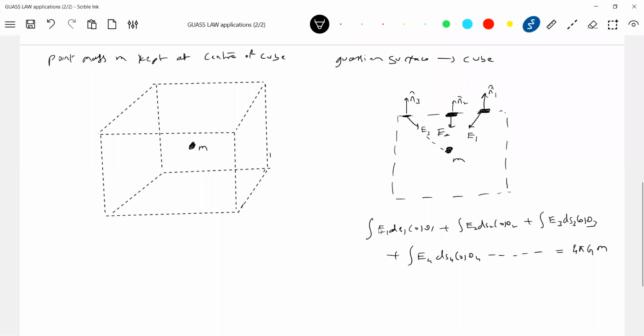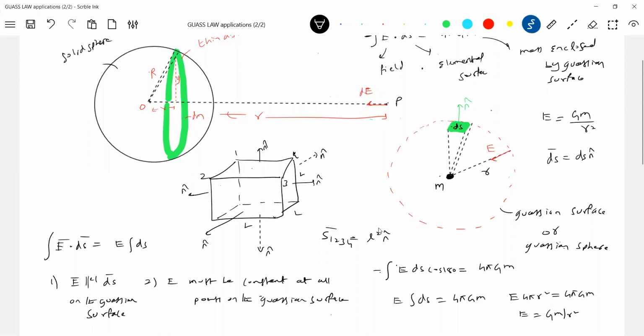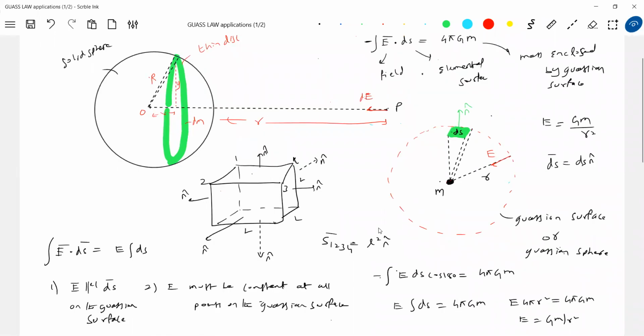So what was the problem? What mistake did we make? By assuming a cubical Gaussian surface. But if you assume a spherical Gaussian surface, then everywhere the n cap will be radially outward. The angle between E bar and n cap will be 180 degrees. Then, at all points on the spherical Gaussian surface, we know E is constant according to this formula, and we'll end up with the answer.